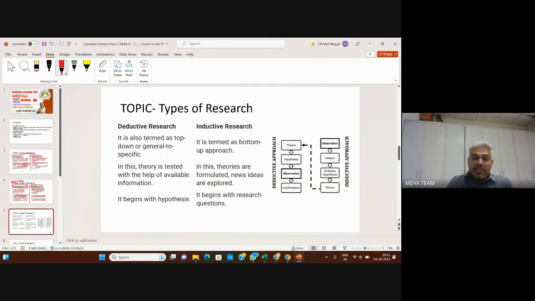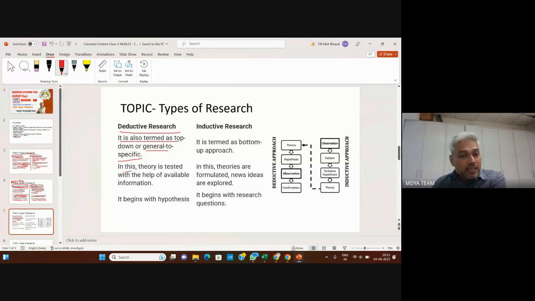Now, in the third slide, we will discuss deductive research and inductive research, right? So what does deductive research say? It is also termed as top down or general to specific. In your examination, the examiner may ask you which research is the top down research. So you just need to memorize these words, right? Deductive research is also termed as top down or general to specific research.